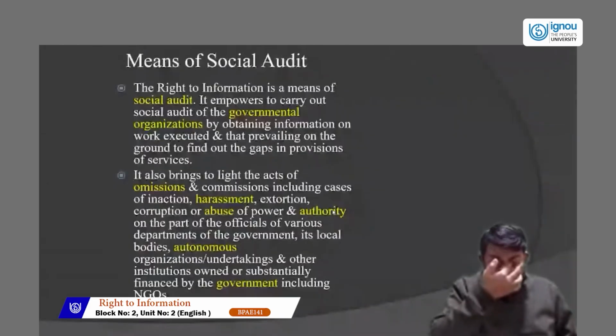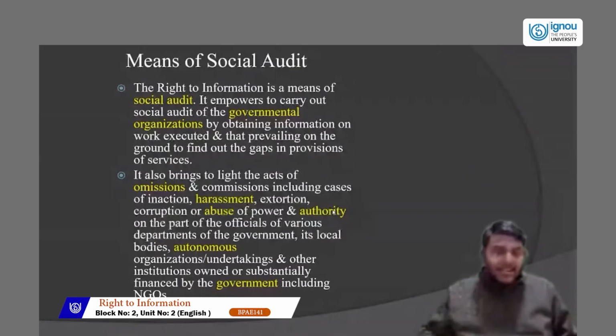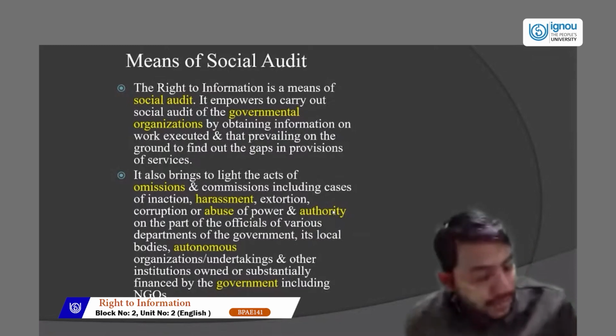So this right to information also brings to light the acts of omissions and commissions, including cases of inaction, harassment, extortion, corruption, or abuse of power and authority on the part of the officials of various departments of the government, its local bodies, autonomous organizations, and other institutions that are owned or substantially financed by the government, which includes NGOs as well. So, all these bodies are under the purview of the right to information.